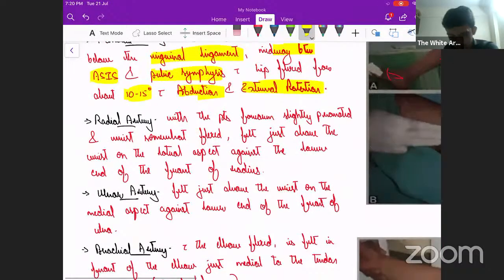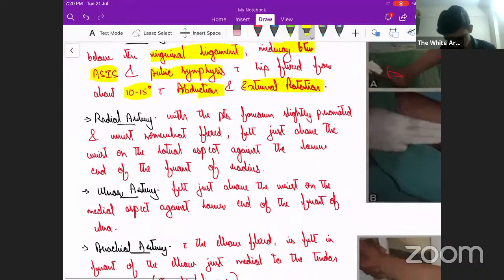So next is the radial artery. This is the simple one which we measure: semi-pronate the hand, semi-flex it, and then measure. Then look for it. Look at both the left and right, and look for any delay, or whether it is present or absent. Rate and rhythm are best measured in the radial artery.